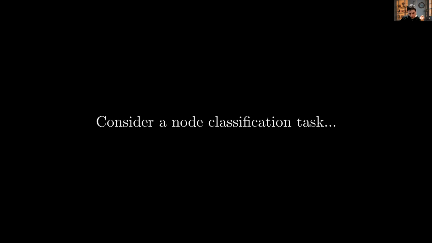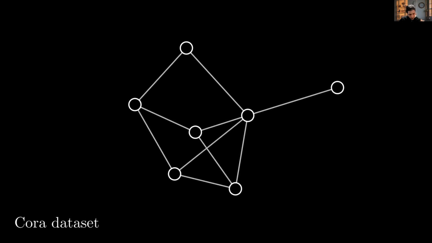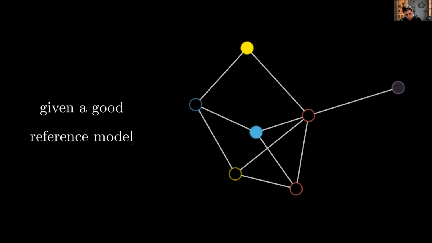So another application, in a completely different setting, is the following. Here we are on a node classification task. We are dealing with graphs, and in particular with the Cora dataset. This is just a graph of papers and the references between papers, but that is not important right now. What is important is that it is a node classification task. Each node of the graph has a color, and we are given a good reference model. This means that this model is able to predict the correct color for the nodes, and is very good at it. And this is given.